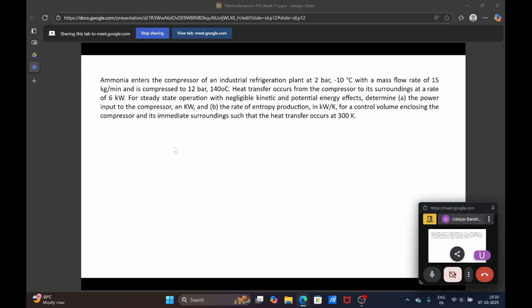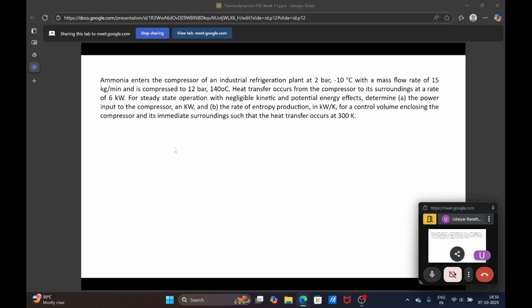So we have an ammonia compressor. The inlet to the compressor is at 2 bar and minus 10 degrees Celsius, and the mass flow rate is also given as 15 kg per minute. And they say the compression happens to a pressure of 12 bar and 140 degrees Celsius.